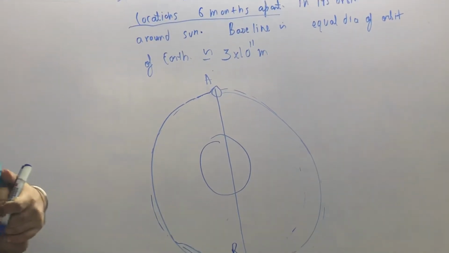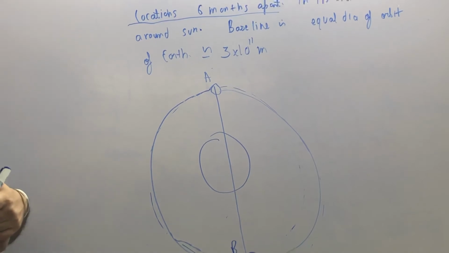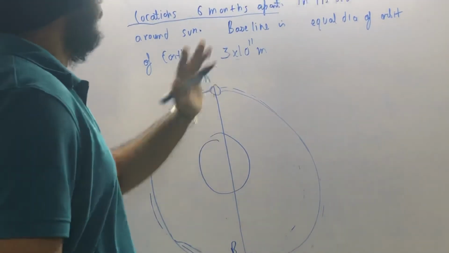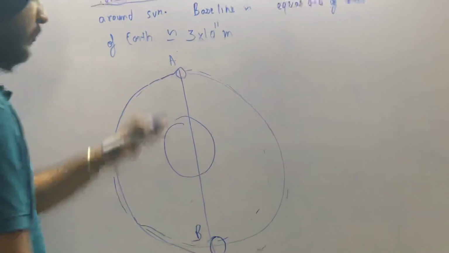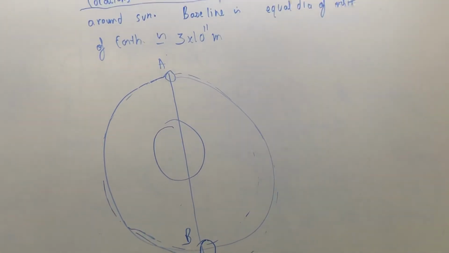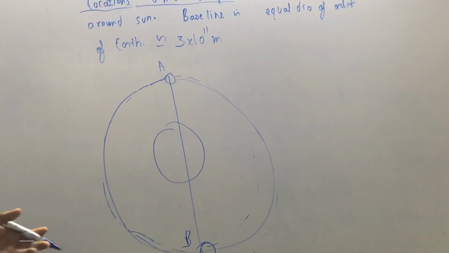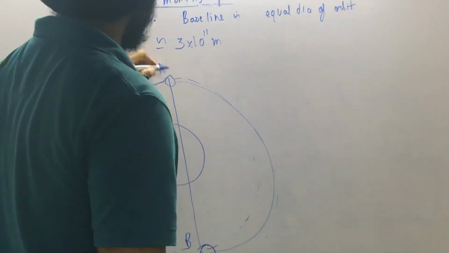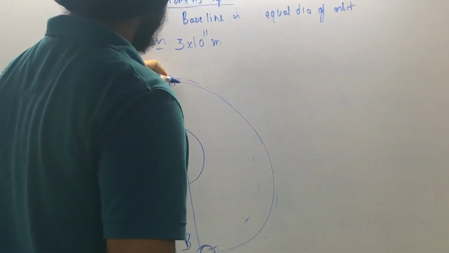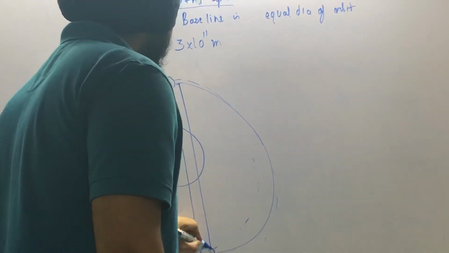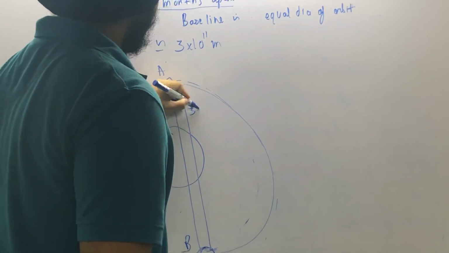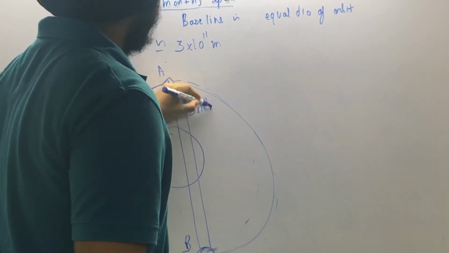Now he has told us one thing, that baseline is equal to the diameter of the orbit of Earth. So basically baseline is equal to the diameter of the orbit of Earth. That is a very obvious thing, right? So this AB is equal to, he has given as, 3 into 10 raised to the power 11 meter.